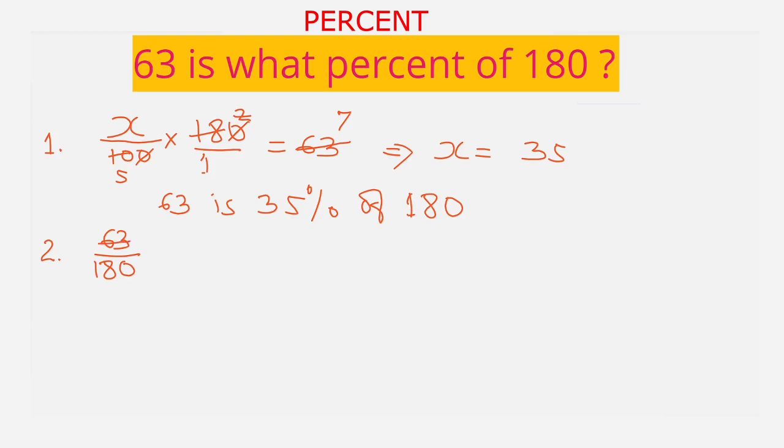So 9 cancels 63 for 7 times and 180 for 20 times. 7 when divided by 20 we get 0.35. On dividing 7 by 20 it is not divisible. So we put decimal and put 0. So it becomes 0. And 70 when divided by 20 divides it for 3 times and remainder is 10. Again carrying 0, it becomes 100 and 20 divides 100 for 5 times. Thus 20 divides 7 for 0.35 times, or this is equal to 0.35.